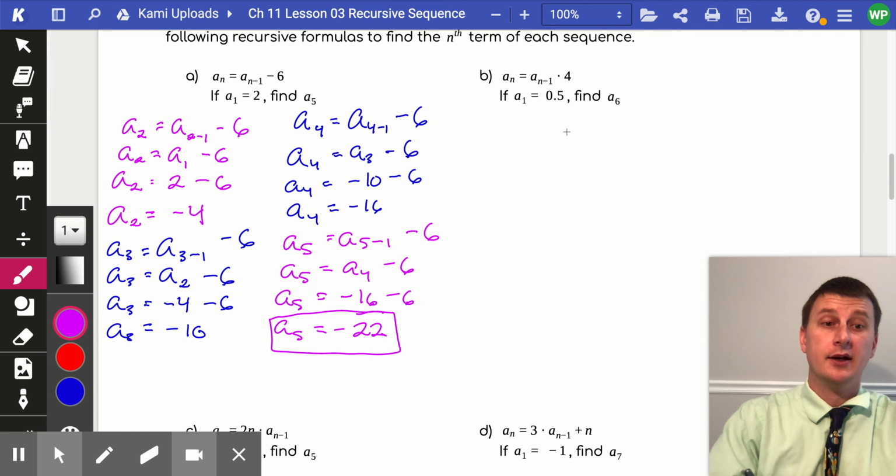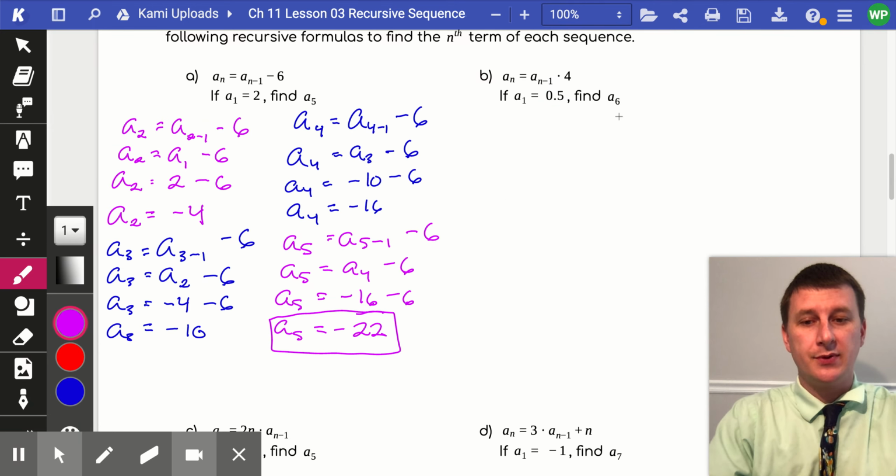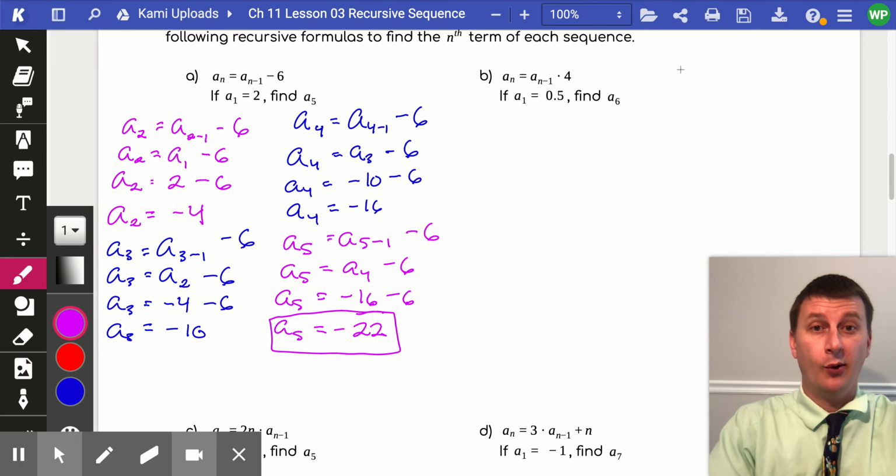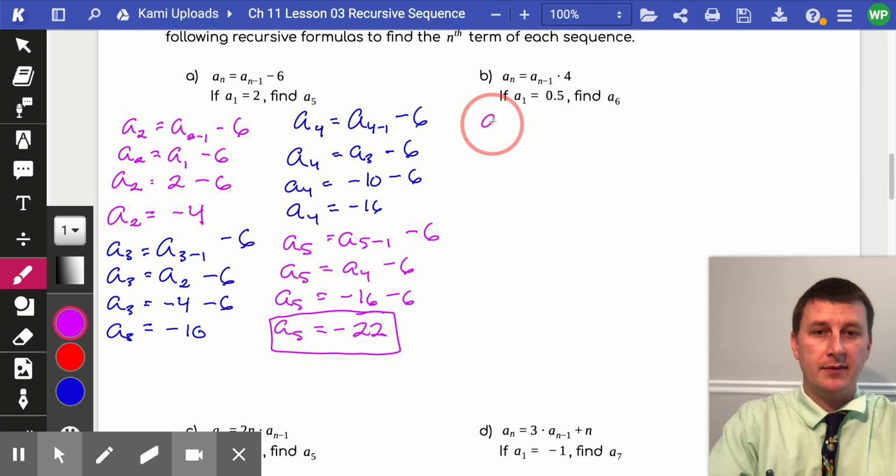All right, part B. Oh, geez, we're going to have to find the sixth term here. Hopefully it won't take up too much space. But let's see what we have. We have a sub n equals a sub n minus 1 times 4. It tells you that the first term is 0.5. Find the sixth term. So we know the first term. That means we could go straight into finding the second term.